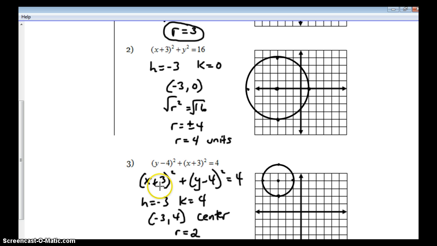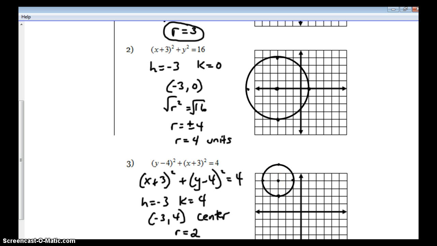Okay, remember you should have switched the order first, and your center then would be (-3, 4). Your radius would be 2 because r squared is 4, so if you take the square root of both sides, r is 2. Then you plot your point at (-3, 4): 1, 2, 3 in the negative direction, and then 4 up. Again, our radius is 2 units, so you plot your other 4 points by counting 2 units from the center, and then you draw your circle.